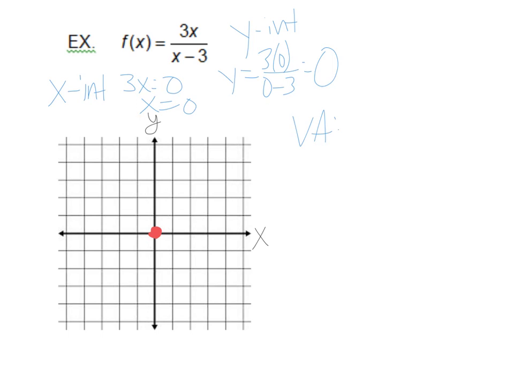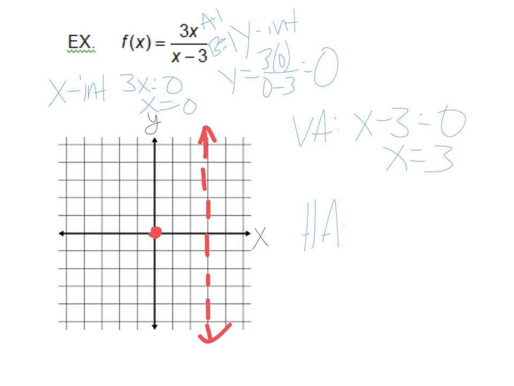Vertical asymptote, set the bottom equal to 0. So the vertical is at x equals 3. Horizontal, we have to follow the rules. Degree of the top is 1. Degree of the bottom is also 1. So when the top equals the bottom, the horizontal asymptote is y equals leading coefficient over leading coefficient. 3 over 1, or just 3. So at y equals 3 is our vertical, or rather horizontal.